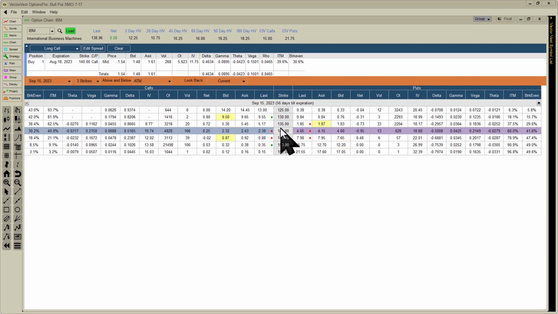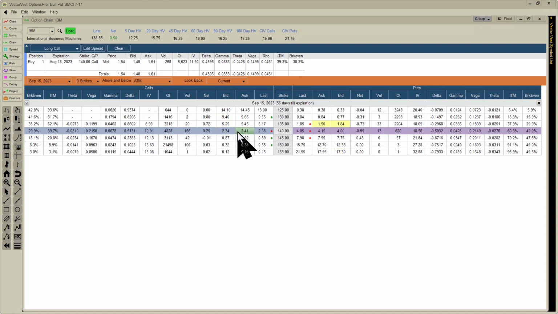So I can say, all right, I want to be able to own IBM at $140 sometime between now and September 15th if I want to. I would simply go out and buy a $140 call. And right now it's trading for about $2.40 between the bid and the ask of the option. So maybe about $2.38. That's where that's trading at right now.